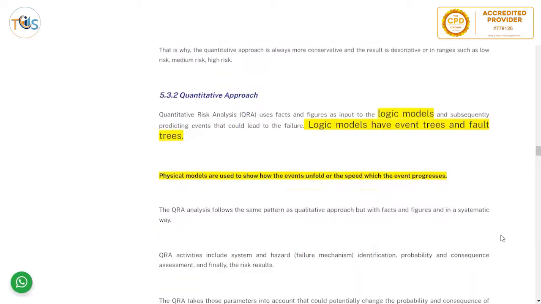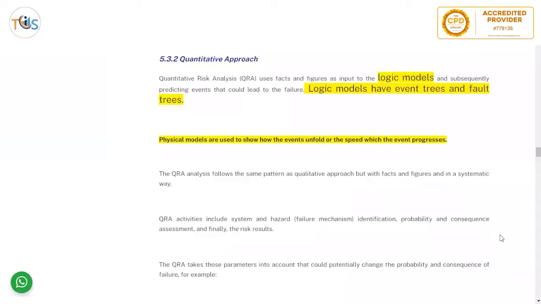Quantitative approach, here the quantitative risk analysis uses facts and figures as input to the logic models and subsequently predicting events that could lead to the failure. Logic models have event trees and fault trees. Physical models are used to show how the events unfold or the speed which the event progresses. So there might be a question in the exam saying, what is a physical model? And the answer is, it shows how the events unfold or the speed which the event progresses.